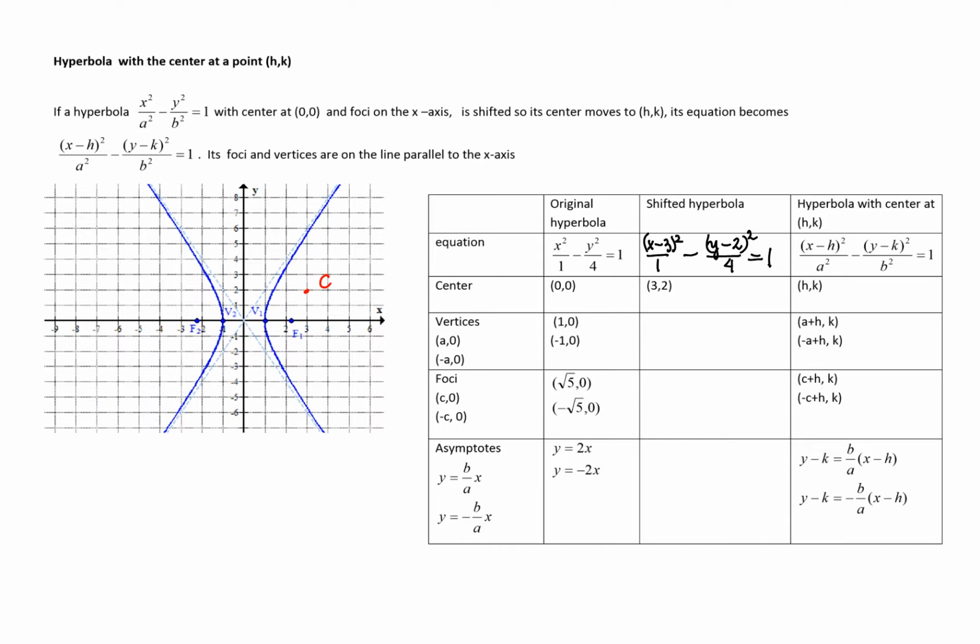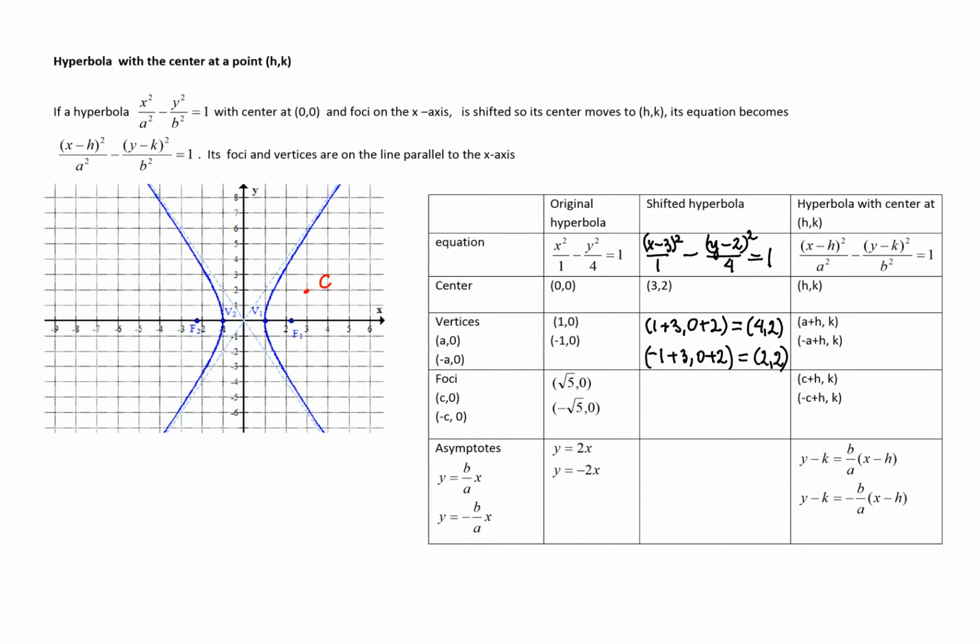So if the vertex had coordinates (1, 0), now it's going to be (1 plus 3, 0 plus 2). And therefore, the coordinates of that vertex are going to be (4, 2). The same with the point (negative 1, 0). The new coordinates of the vertex are going to be (2, 2).